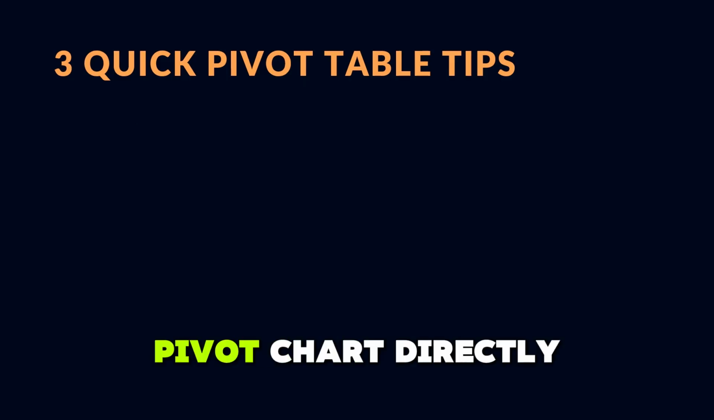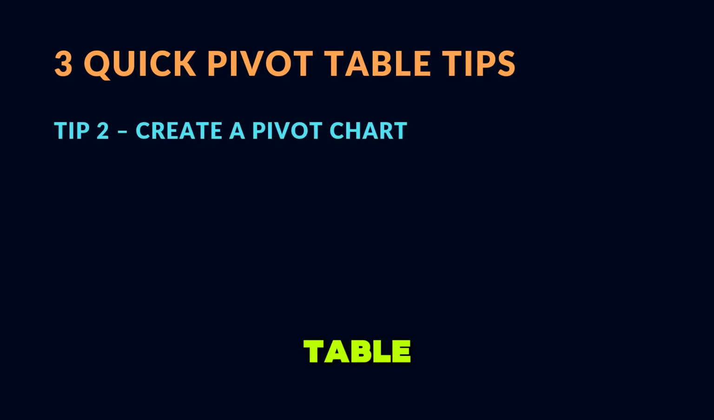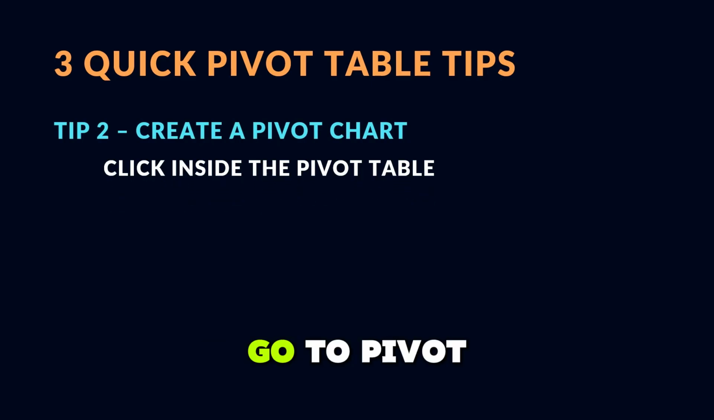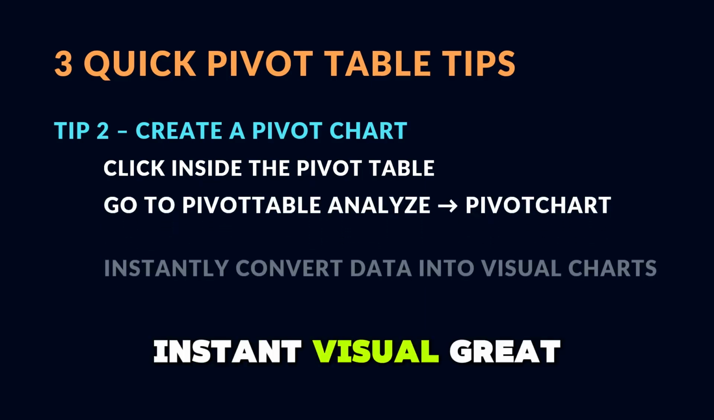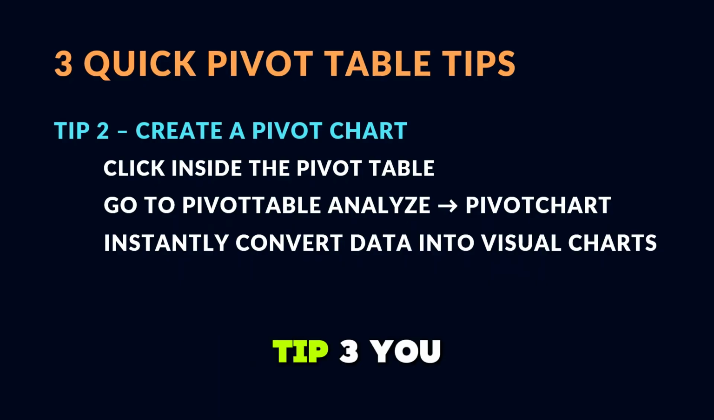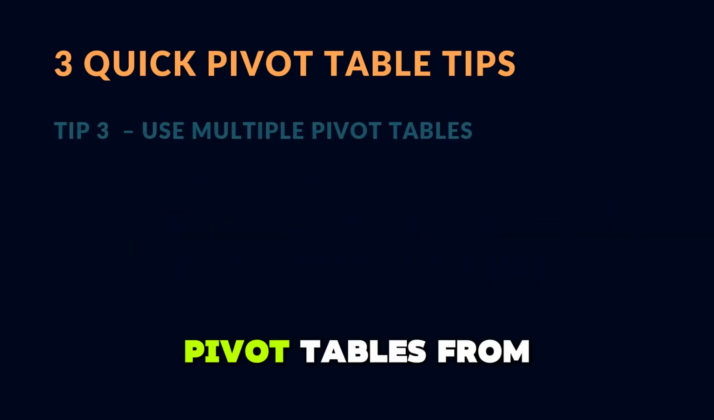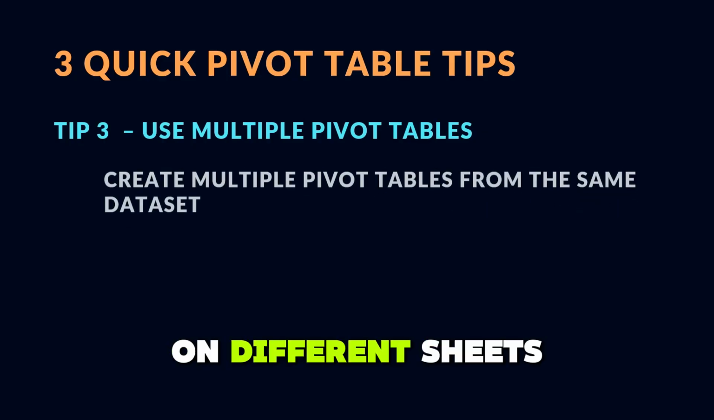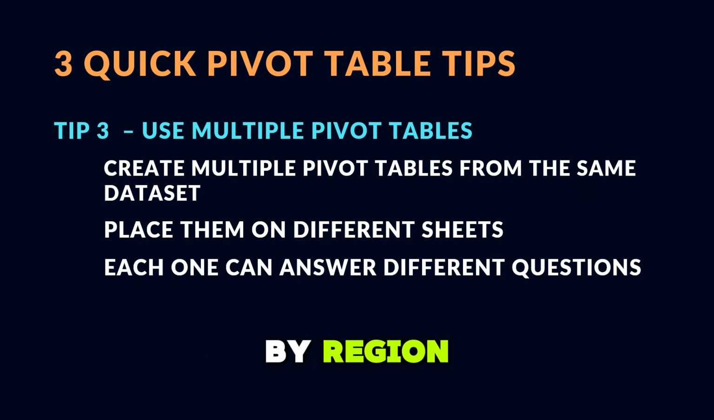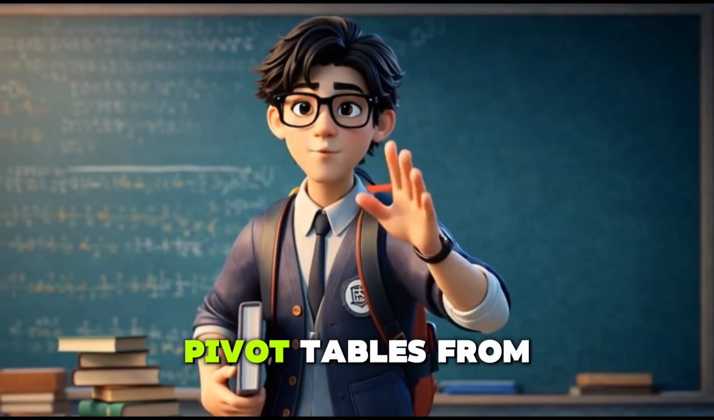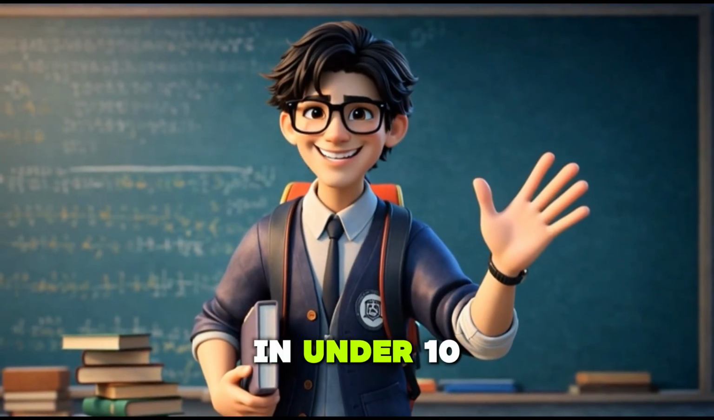Tip 2. You can create a pivot chart directly from your pivot table. Just click inside the table, go to Pivot Table Analyze, and click Pivot Chart. Instant visual, great for presentations. Tip 3. You can have multiple pivot tables from the same dataset on different sheets, each answering a different question. One for revenue by region, one for sales by rep, one for monthly trends. Super flexible. And there you have it, pivot tables from zero to hero in under 10 minutes.